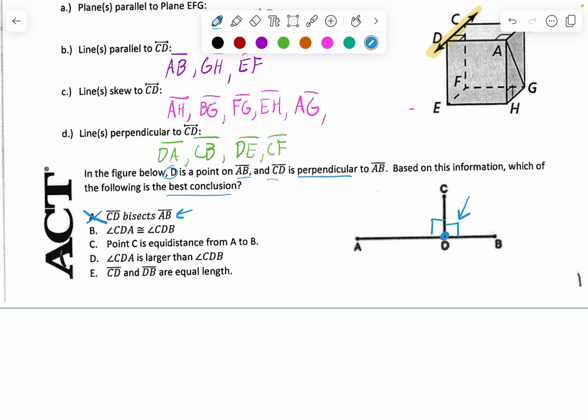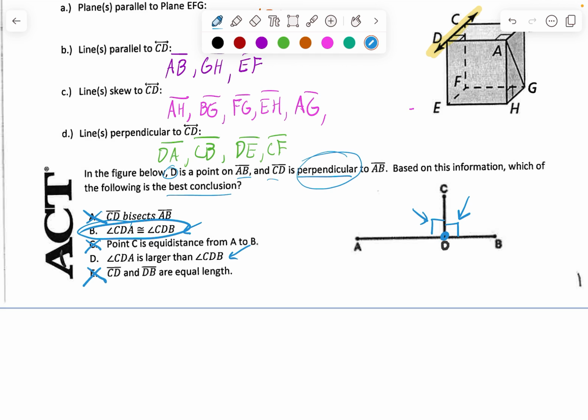And then if you're looking at the other answers, you can see that it's talking about lengths and stuff like that. Perpendicular has nothing to do with lengths, so I would immediately get rid of anything regarding length. And then your last two options are that the two angles are congruent or that one angle is larger than the other. Well, clearly they're both 90, so they're really just testing you to see if you know what perpendicular means.